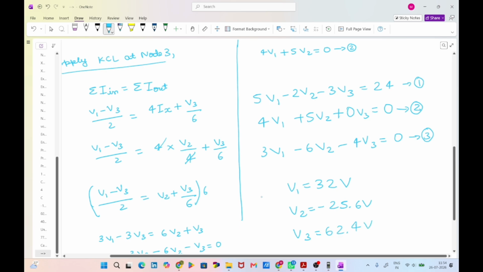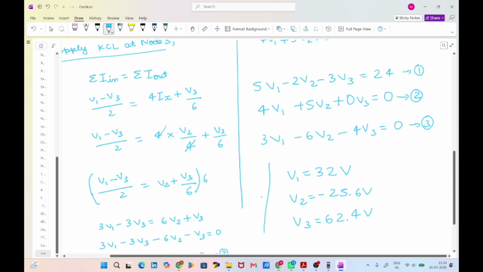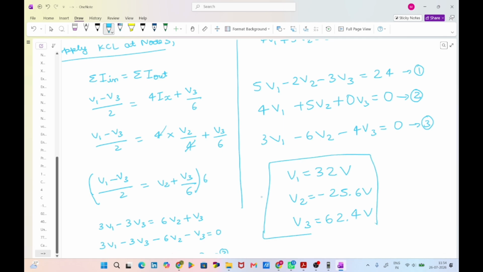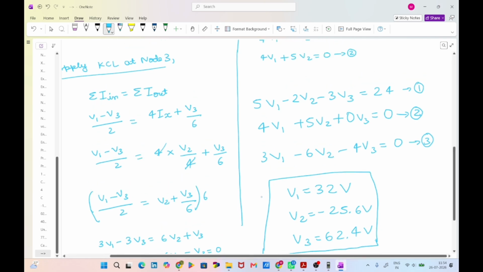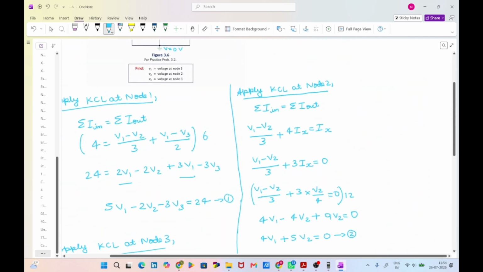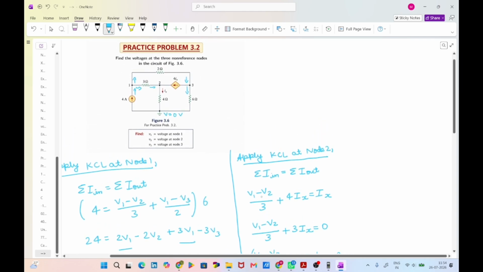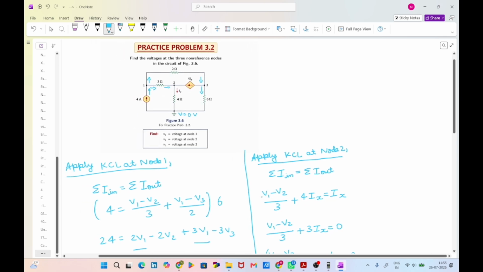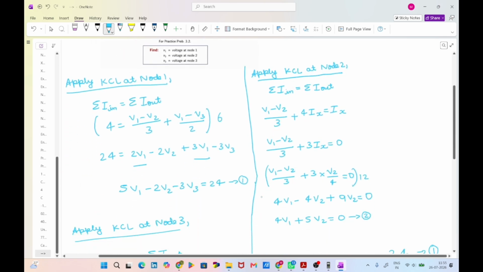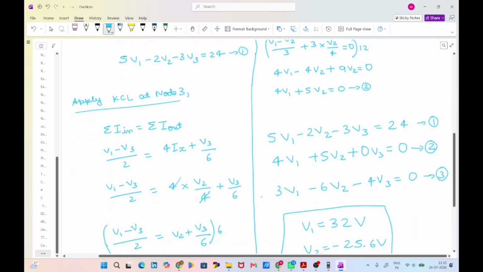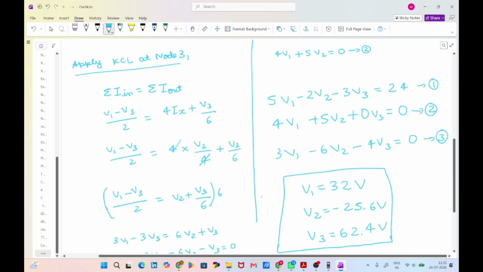I will slightly move this above and we will put a box to it. That's it. We have found the node voltages V1, V2 and V3. I hope you understand how I solved this problem. We have successfully found the node voltage V1, node voltage V2 and node voltage V3. If you have any doubt, you can comment in the comment section.